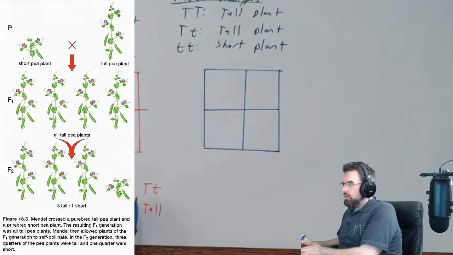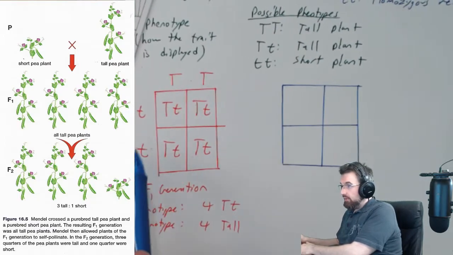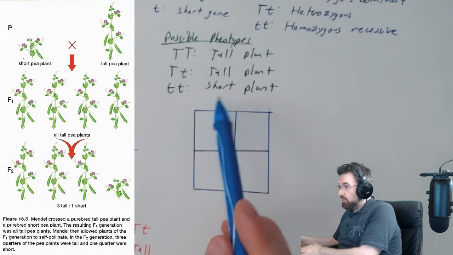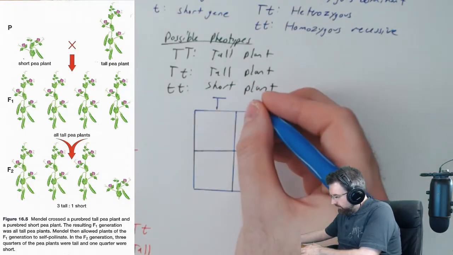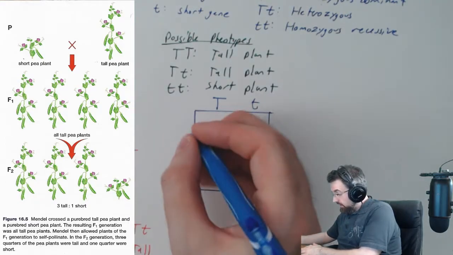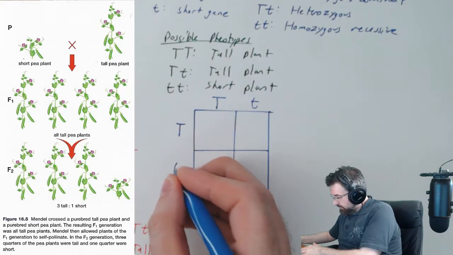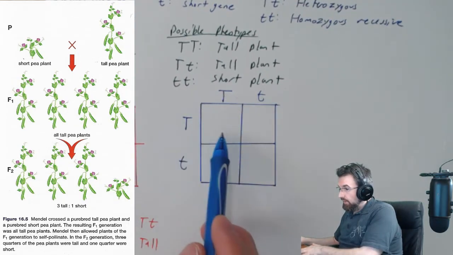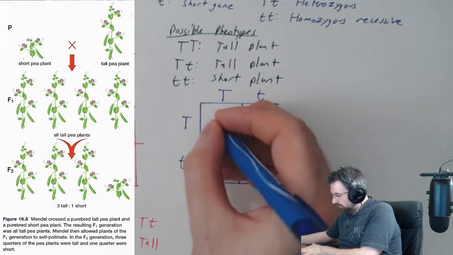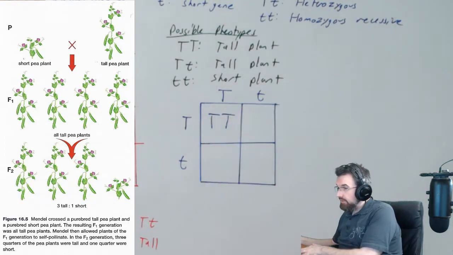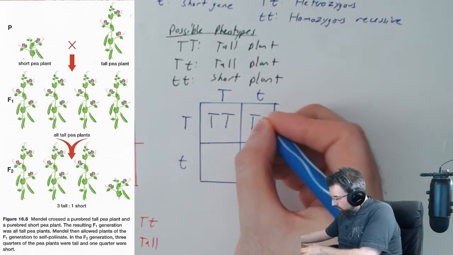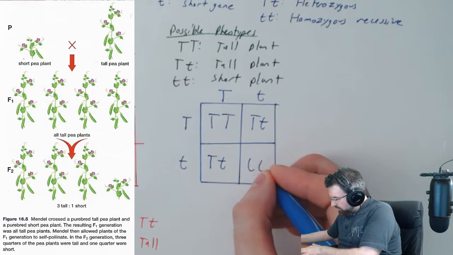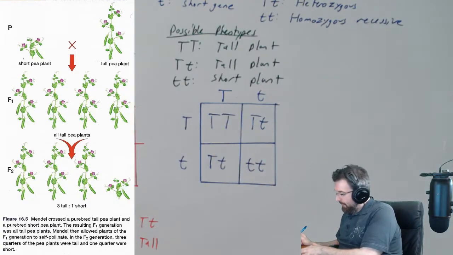So, we're crossing two of the F1 generation, and all of the F1 generation are heterozygous. So we're going to put one heterozygous along the top, like so, and one heterozygous along the left, like so. Now, like I was mentioning, we're going to take the vertical letter and the horizontal letter and write them in each of these blocks. So here it's going to be 2 capital T's. Here it's going to be a capital and a lowercase. Here it's going to be a capital and a lowercase. And here it's going to be 2 lowercase t's.